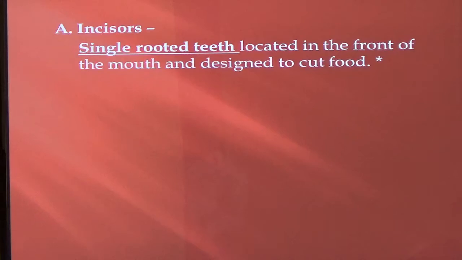So the incisors are your front teeth. They're single rooted, meaning they only have one root most of the time. Every now and then you get a mutated front tooth that has split roots, but 99.9% of the time they're single rooted, meaning it's got one root. And that's important. Located in the front of the mouth and designed to cut food.